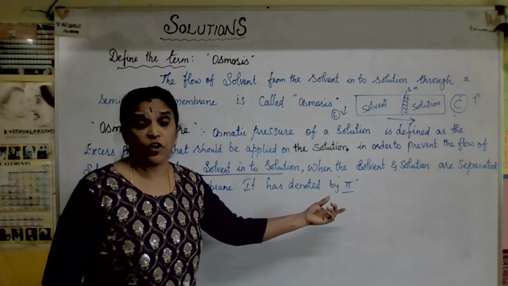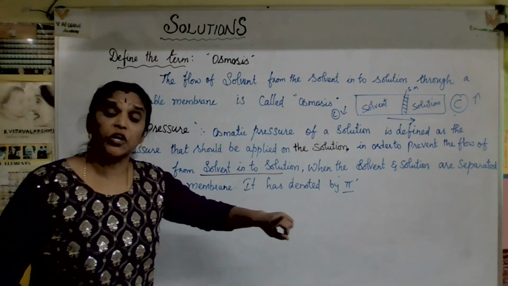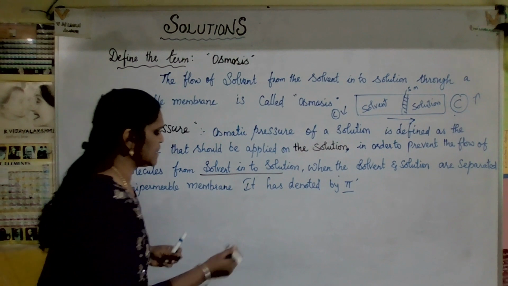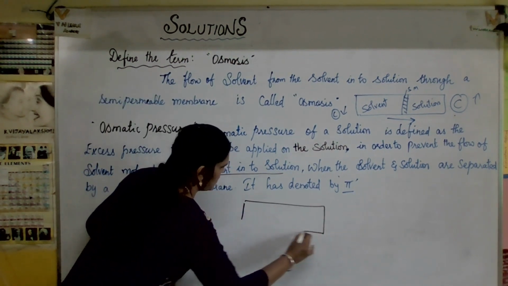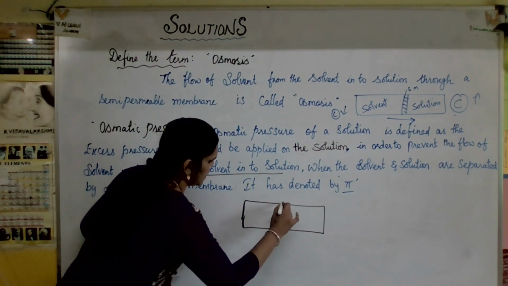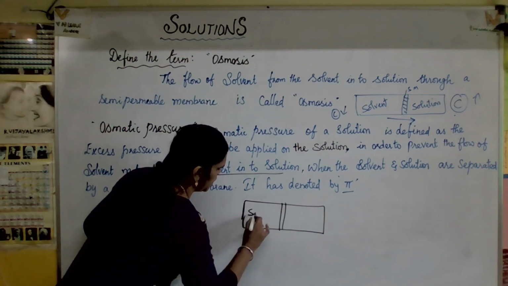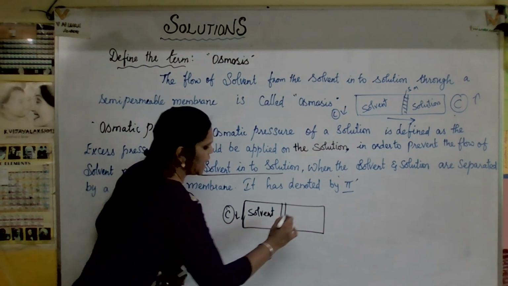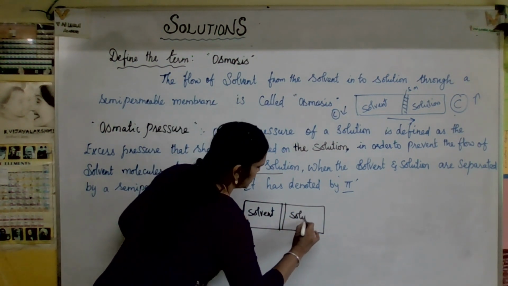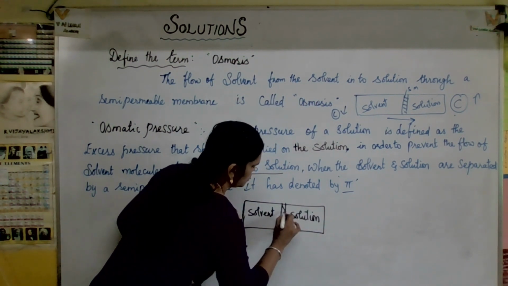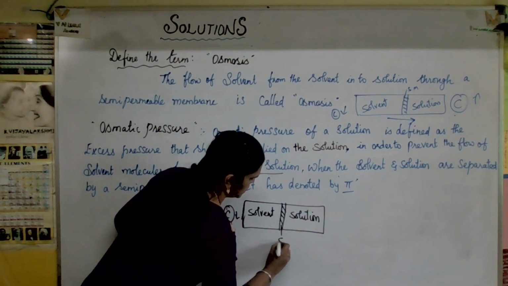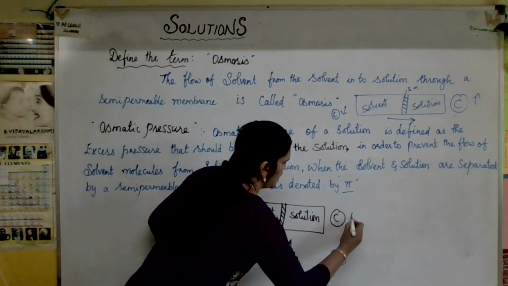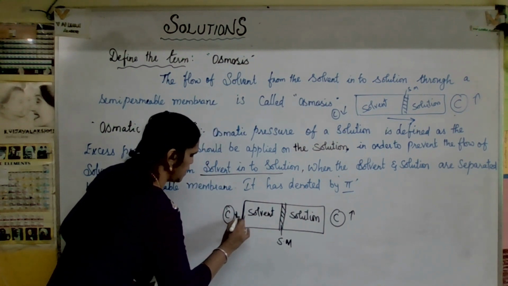Now, the next point is osmotic pressure. Osmotic pressure is just the opposite of osmosis. Let us consider a small example. The same container we have taken. In this container, the first part is the solvent, where the concentration will be lower, and here is the solution part, separated by a semi-permeable membrane. The solution side has higher concentration and the solvent side has lower concentration.